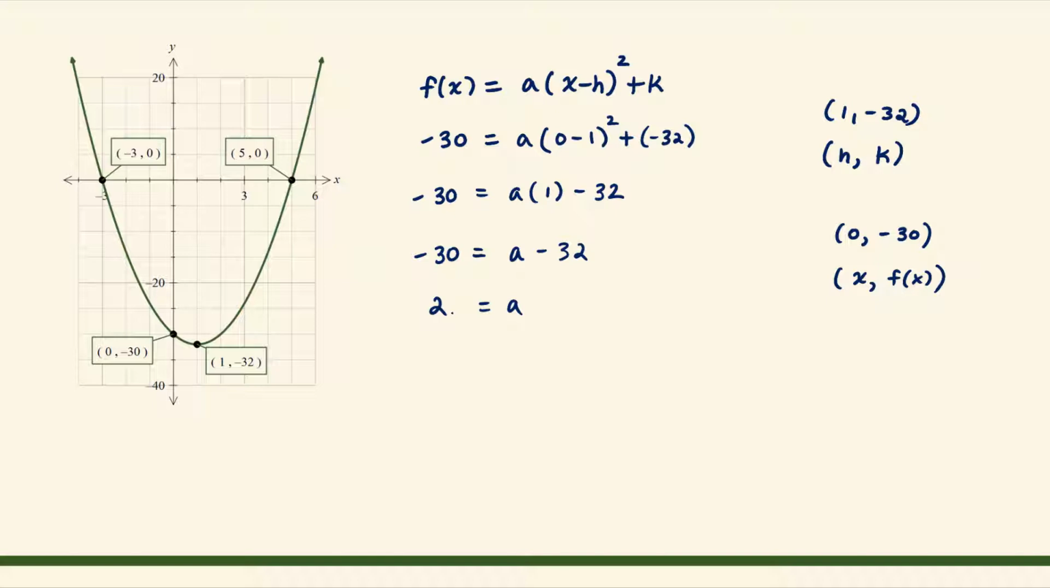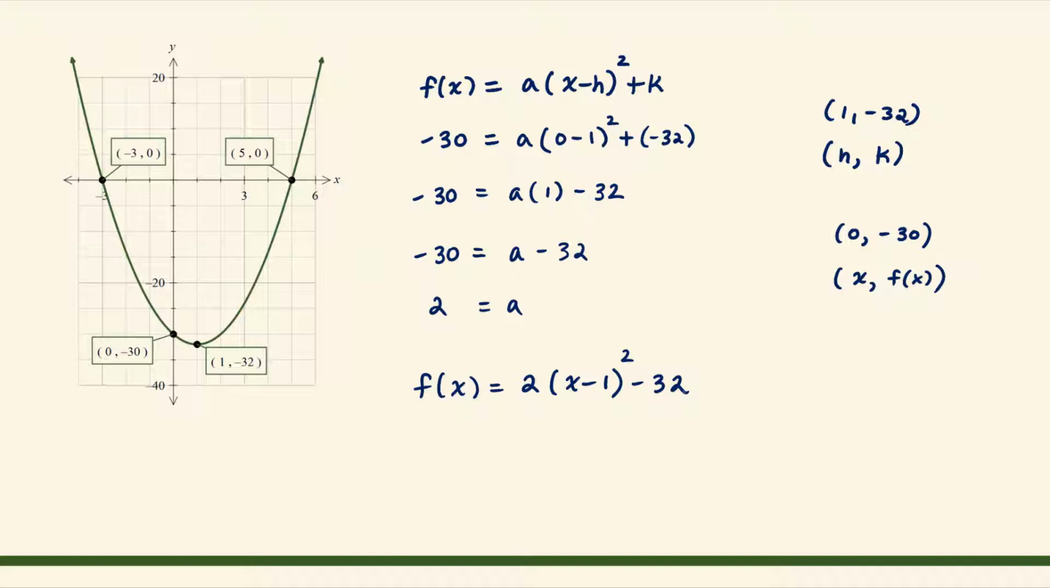Now that we have our value for a, we can find our quadratic function. f(x) will now equal a, which we now found as 2, times the quantity (x minus h), h is equal to 1, that quantity squared, plus k. Again, it was plus -32, so we will write it as minus 32.